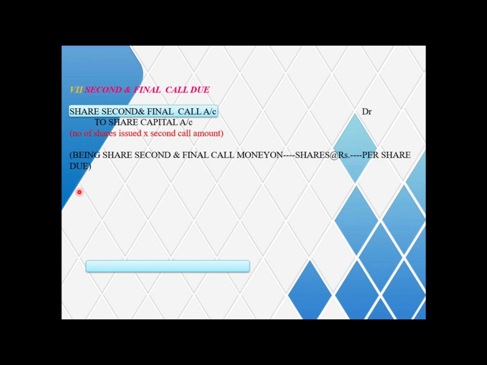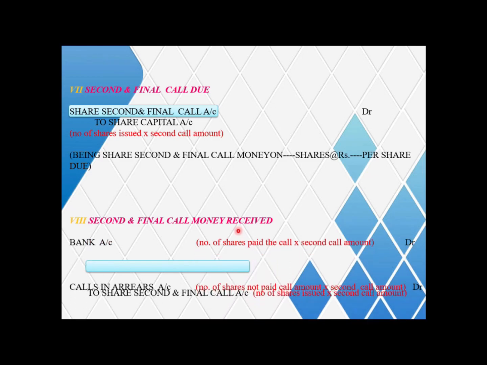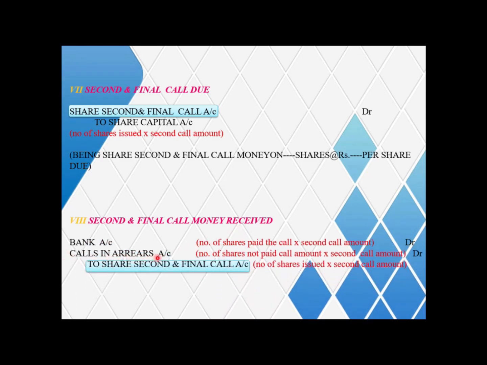Call money will be received by the company. So our next transaction is second and final call money received. Entries: bank account debit, calls in arrears account debit to share second and final call account.